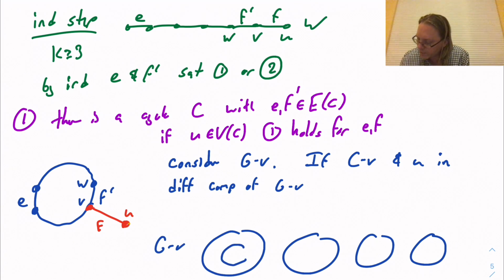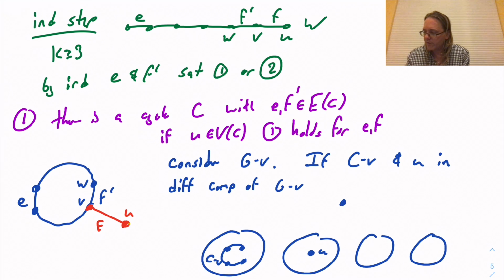Well, that cycle C delete V is over here. Maybe this is, here's C minus V, and maybe the vertex U is over here, and maybe they've got a couple other components. So that's what G delete V looks like. Now what am I going to do?